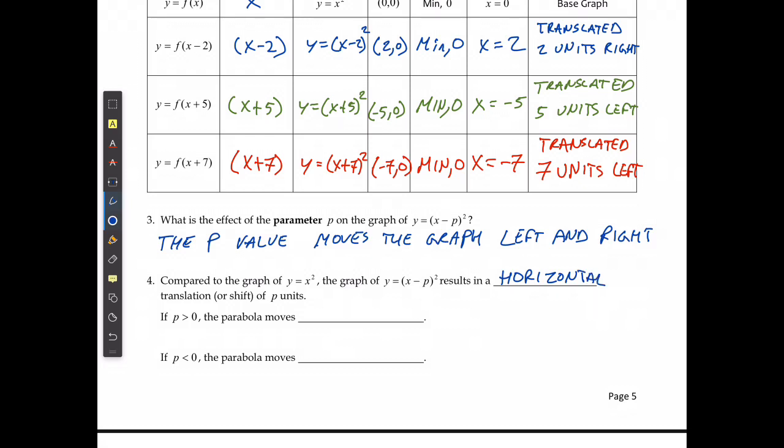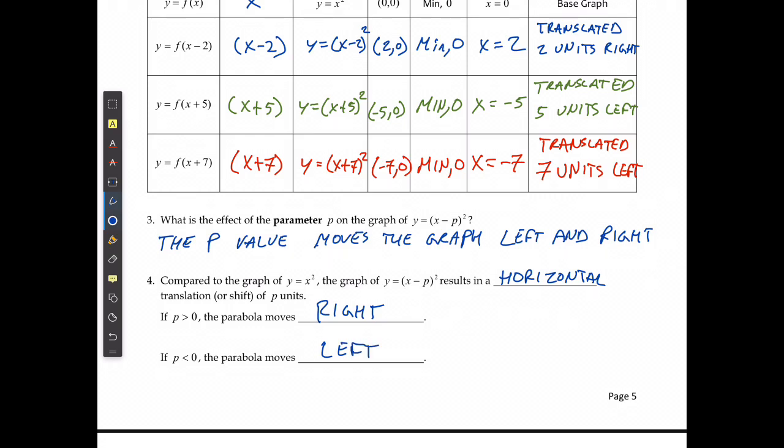translation of p units. So from this point on, we're always going to specify, we're not just going to say translation, we're going to say it's either a vertical translation, which is going to be affected by q, or a horizontal translation, which is going to be affected by p. If p is greater than 0, then it's going to move to the right. If p is less than 0, it's going to move to the left.